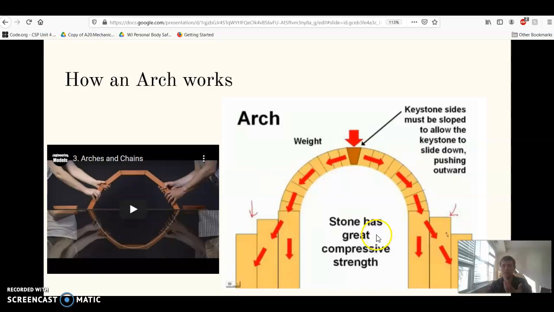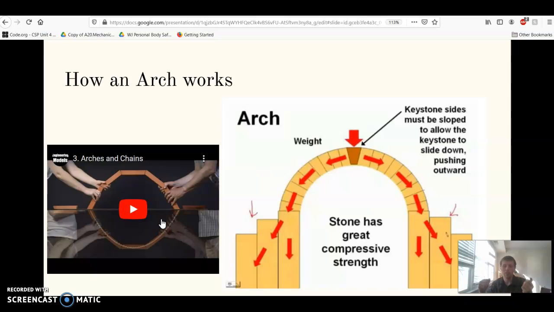Now, there's a really cool video right here that I highly recommend you guys watch about how chains are kind of like the opposite, but work the same way as arches. Chains, instead of these compressive forces, have to deal with tensile forces as they're being pulled down by their weight, but it turns out a successful arch is one that can pass what's called the chain test.